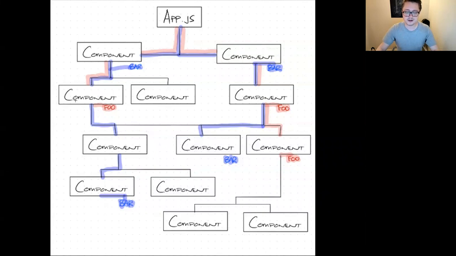So just like bar, foo in this example, right? So foo would be required in this component. It would be required in this component. It would be required in this component, right? And in order to share that state between all of these different components, you have to find the closest parent that connects those components. In this case, the closest parent would be app.js. So app.js would be responsible for that state.